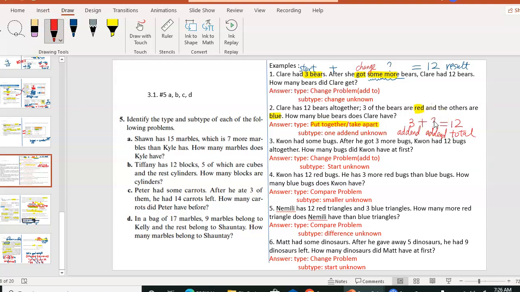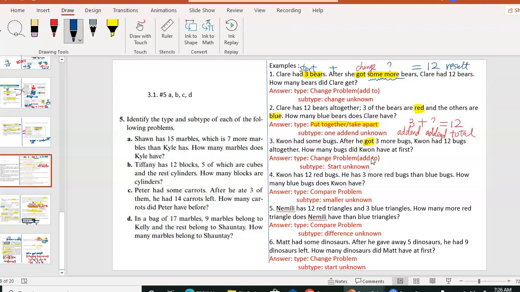So one had some bugs. After he got 3 more bugs, one had 12 bugs altogether. So now here's the keyword: got. When we see the word got, again, that is the change problem. So we have a change problem here. And again, got means add to. If he gave away, that's take from or take away.